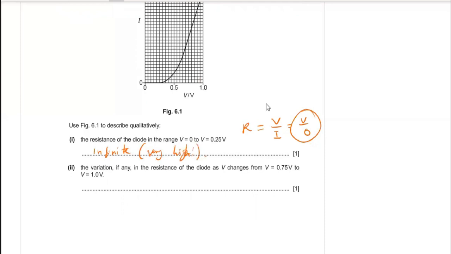Now, the variation, if any, in the resistance of the diode as V changes from V equals 0.75 to V equals 1.0 volt. As voltage increases, you can see a small change in voltage causes a very large change in current. That means the resistance decreases as V increases from 0.75 to 1.